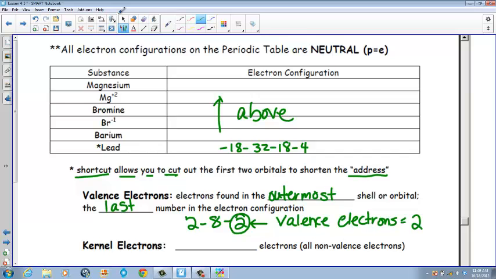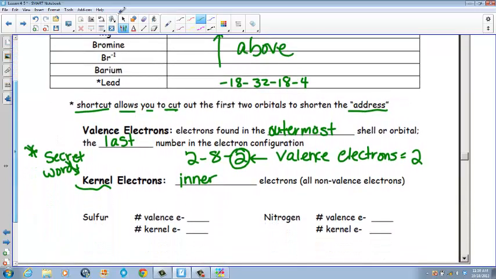All right, kernel, word of the day, secret word. I might ask you about that in class, so pay attention. Kernel electrons are the inner electrons, like the kernel of a piece of popcorn inside, right? The kernel's inside the popcorn. So these are the inner electrons, and they are considered all non-valence, not outer.